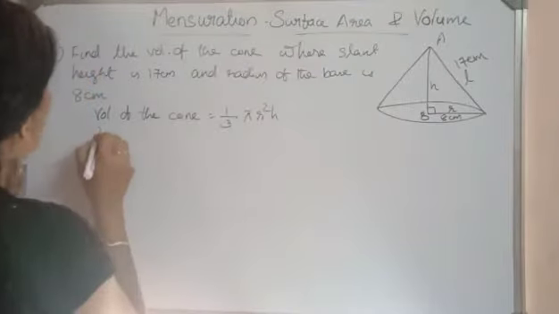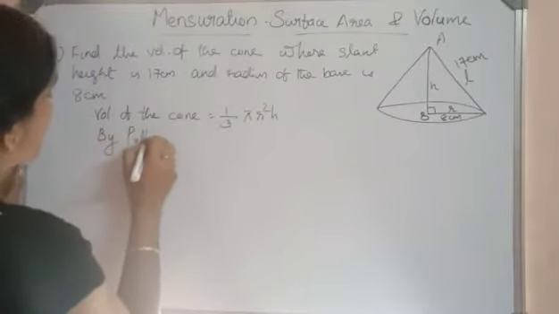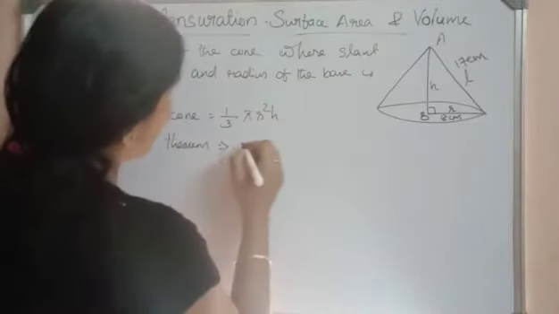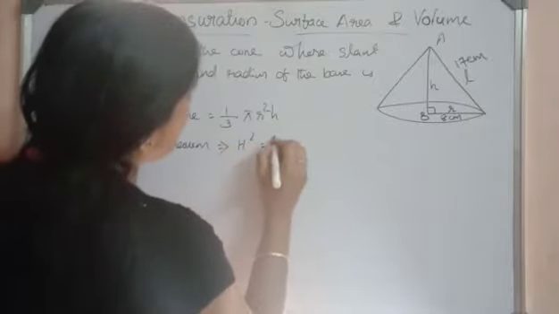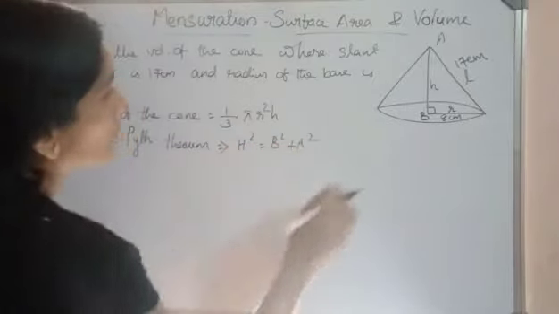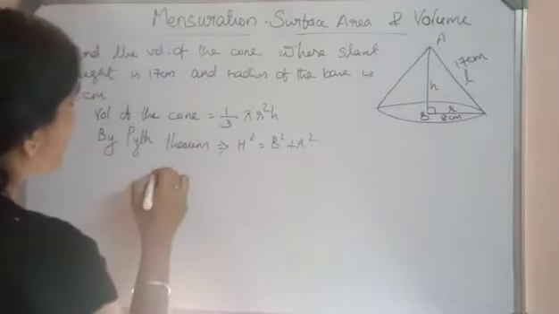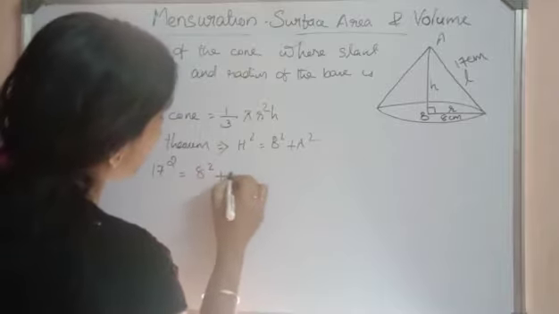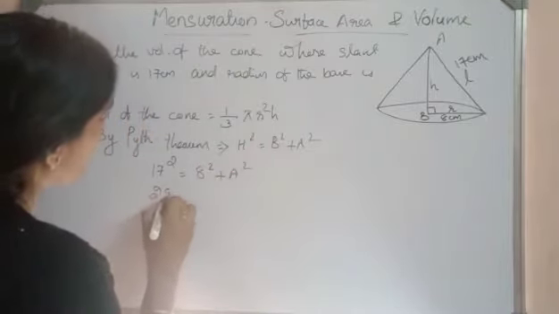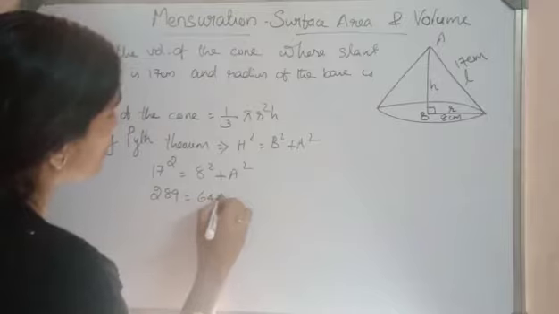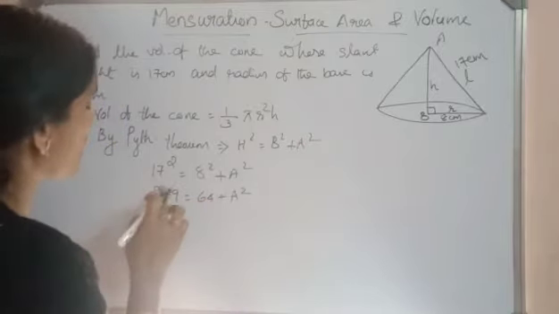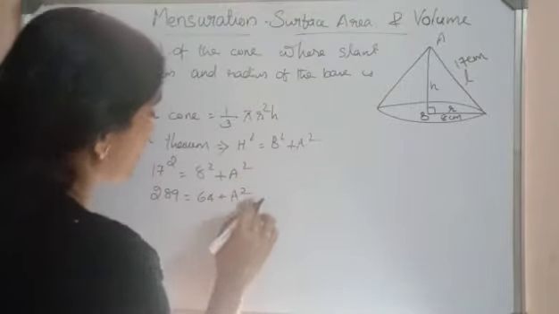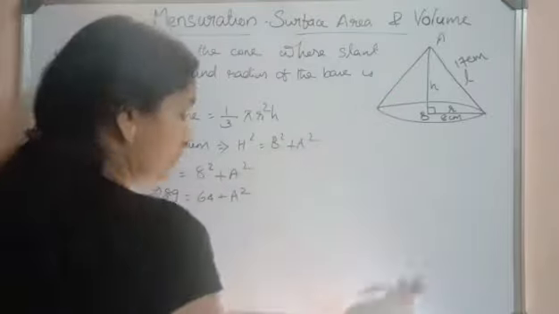So, by Pythagoras Theorem, hypotenuse square is equal to base square plus altitude square. Here the hypotenuse is 17, so 17 square is equal to 8 square plus the altitude square. So 289 is equal to 64 plus the altitude square. Here the square of 17 is 289 and the square of 8 is 64. a square remains as it is. That is the missing value, the altitude that we have to find.